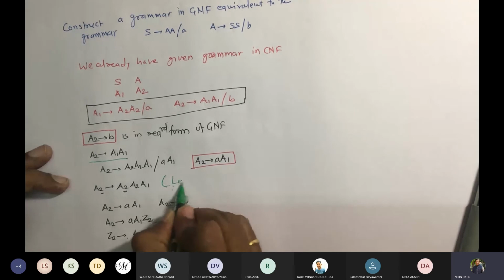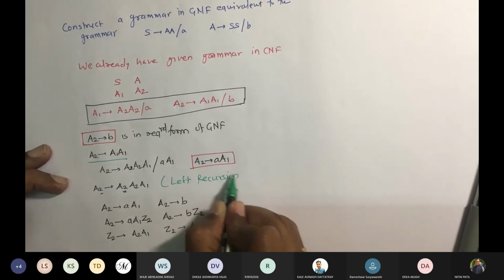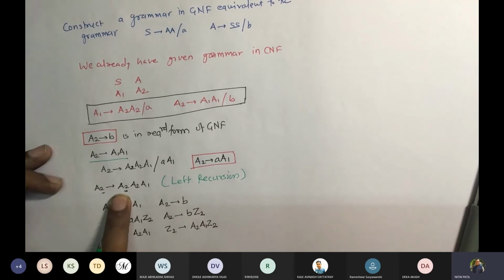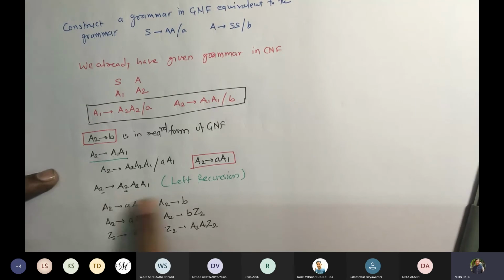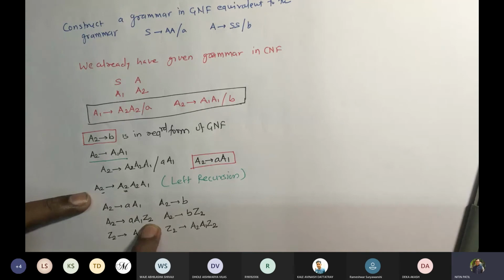What is this? It is called a left recursion. So if I put A2, A2, what value will I put? A2, A2, A2, A2, correct? A2, A2, A1, A2, A2, A1, and so on. I will keep putting those values in place of A2. That's why it is left recursion. So to remove that left recursion, we are introducing a variable Z2.